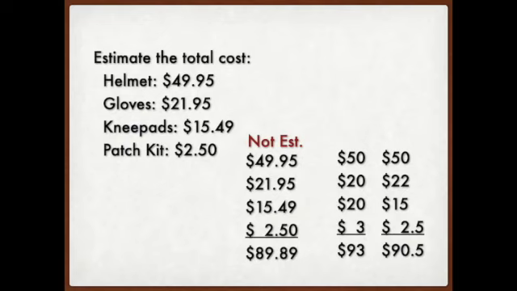So I look at what is not estimated if I just added up the totals, 89.89, and then you can see a highest place estimation is 93, and then a more specific estimation, 90.5, is closer, but still not exact.